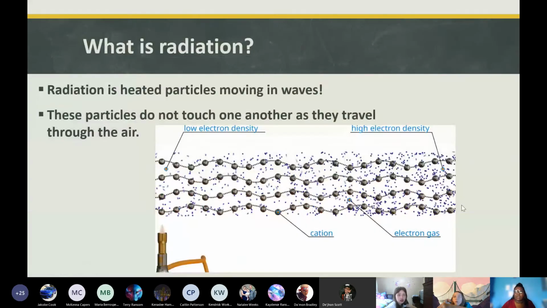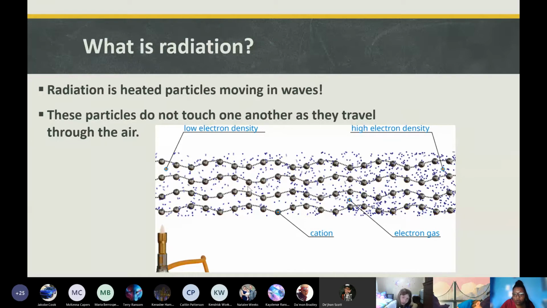So what is radiation? Please write down the notes that you see here. Radiation is when heated particles move in the form of waves. These particles do not touch one another as they travel through the air. Unlike with conduction, direct heat on an object, those particles are constantly hitting each other. That's what causes combustion or fire that we see with conduction. With radiation, the particles that make up those heat waves are spread out and never touching one another.